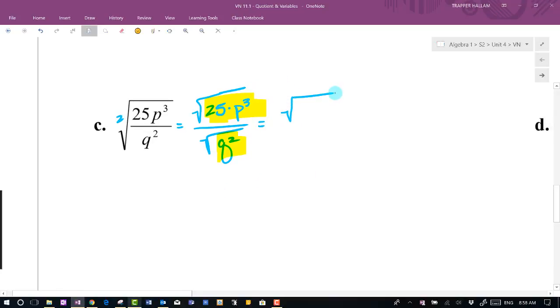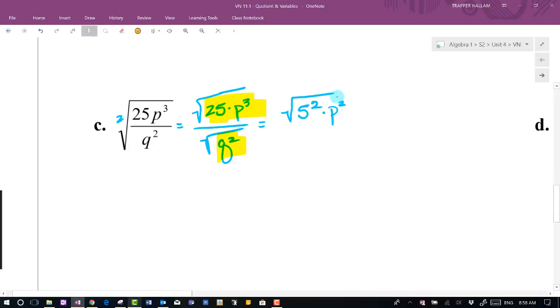So the first thing I'm going to do is notice that 25 has a perfect square term, right? It's going to be 5 squared. So I'm going to go ahead and change that. And this p value here, it's cubed. I need even values, right? Because under square roots, they're going to divide. So I need to have an even value.